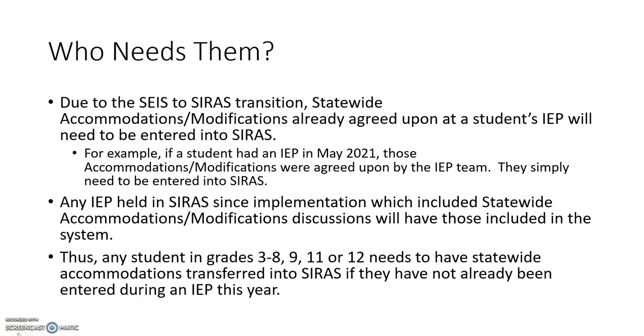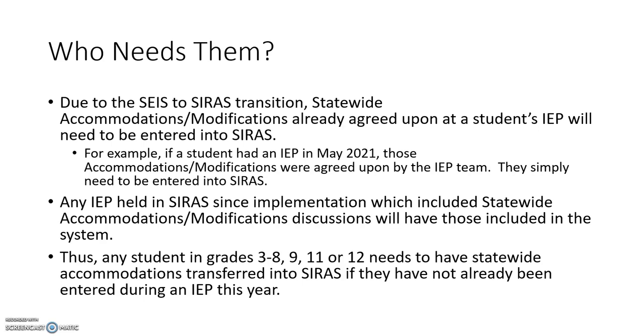Due to the SACE to SIRAS transition, statewide accommodations, which were already agreed upon at the student's IEP, will need to be entered into SIRAS, not SACE. For example, if a student had an IEP in May of 2021, the IEP team's already met and agreed upon those accommodations or modifications. We simply need to get those into the SIRAS system so that when it's time for the statewide testing to occur, we can make sure those accommodations get entered into the statewide database.